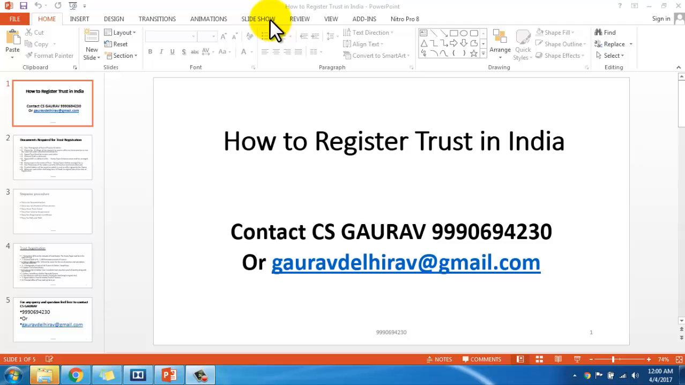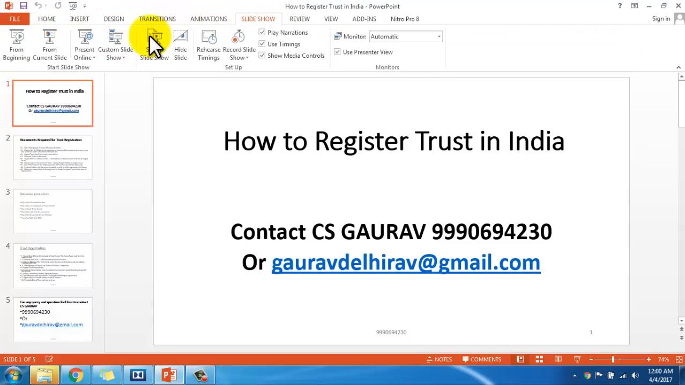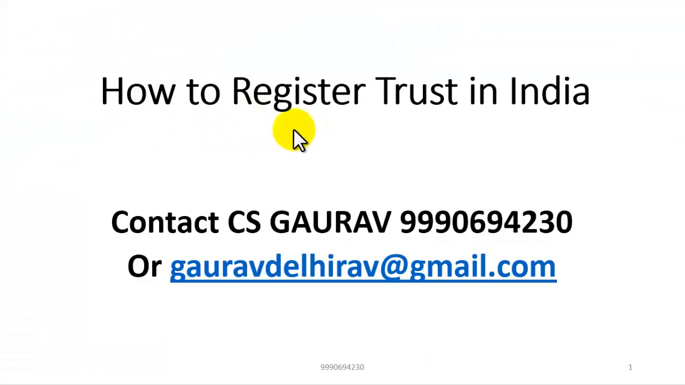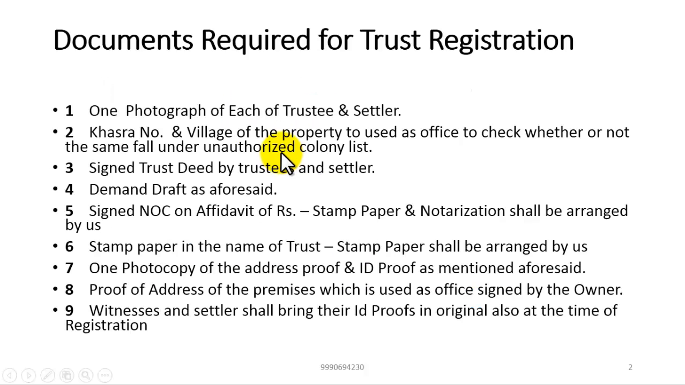So now let's move on to the documents required for trust registration. They are one photograph of each of the trustees and the settler, and the khasra number and village of the property to be used as office, to check whether or not it falls under the unauthorized colony list. If it falls under it, then it will not be considered as a trust registration address. Also required are the signed trust deed by trustees and settler, a demand draft as aforesaid, and a signed NOC on affidavit.